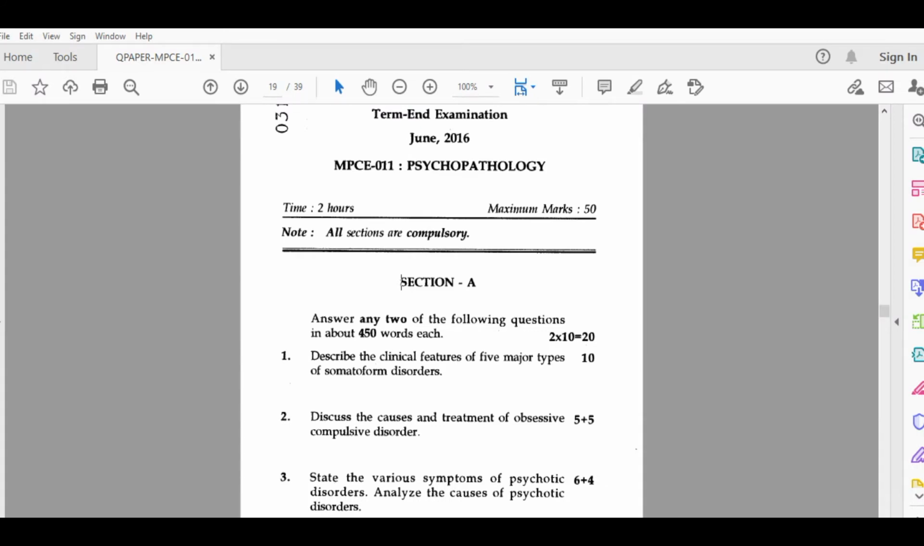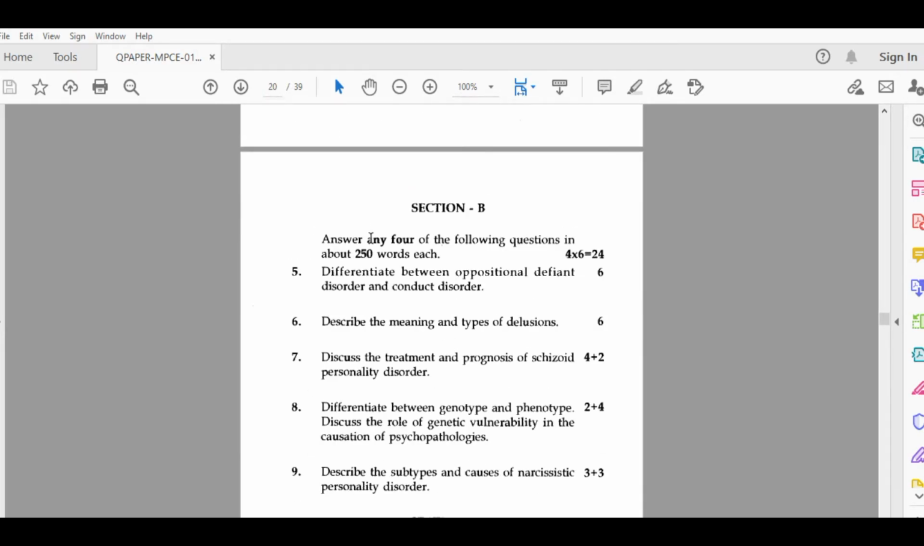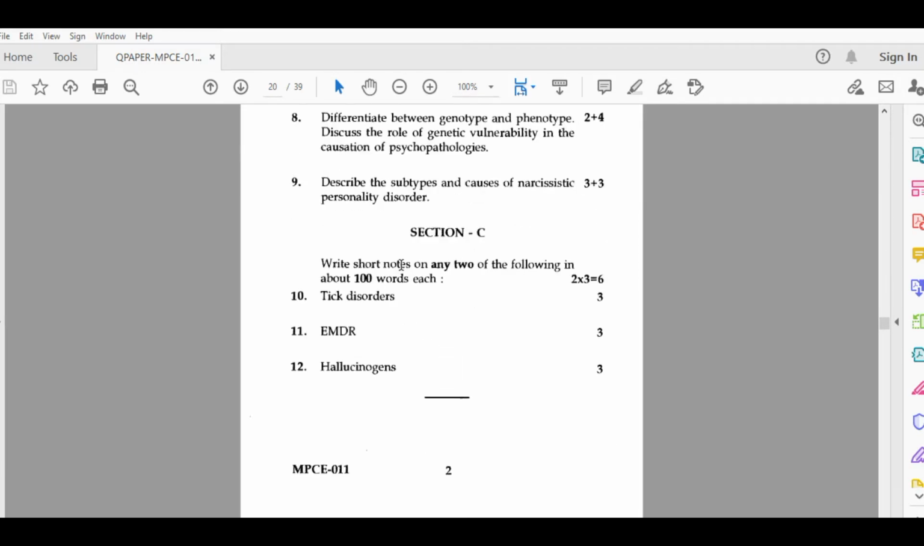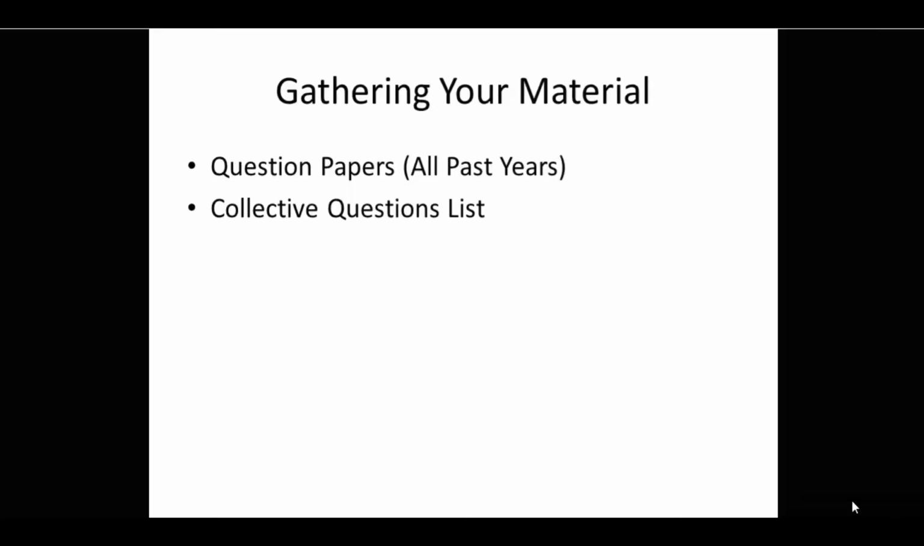Now the normal format of question paper is section A, B and C. Section A, any 2 answers. Section B, any 4. Section C, any 2. So going through these question papers increases your comfort on how the questions are being asked in the question paper. I will speak about this in more detail in the question paper section of this video, so keep watching.